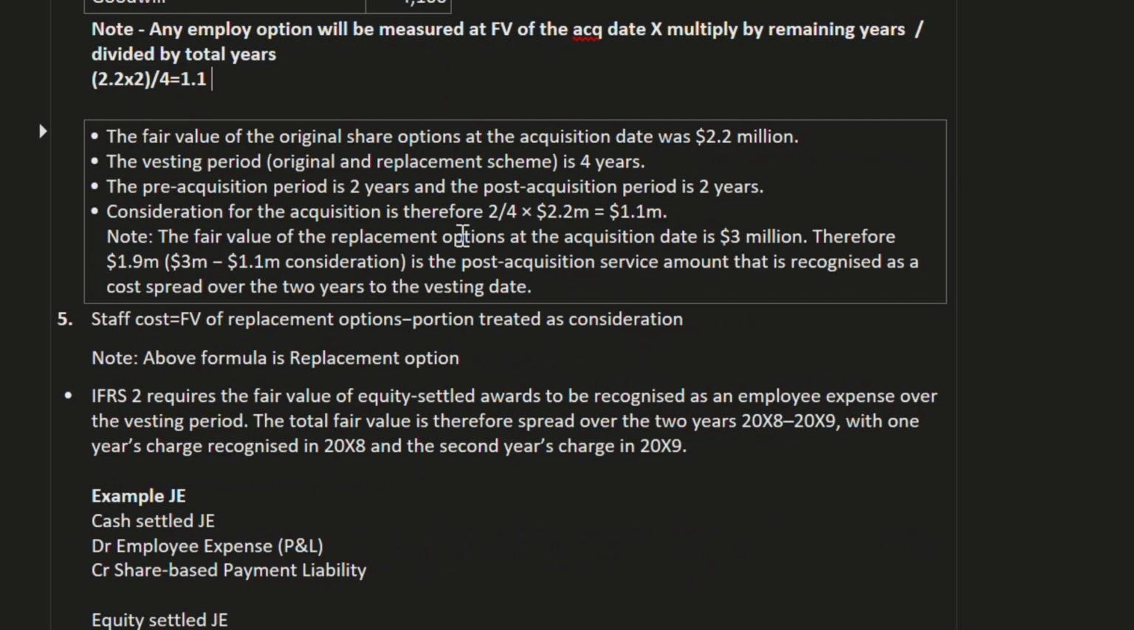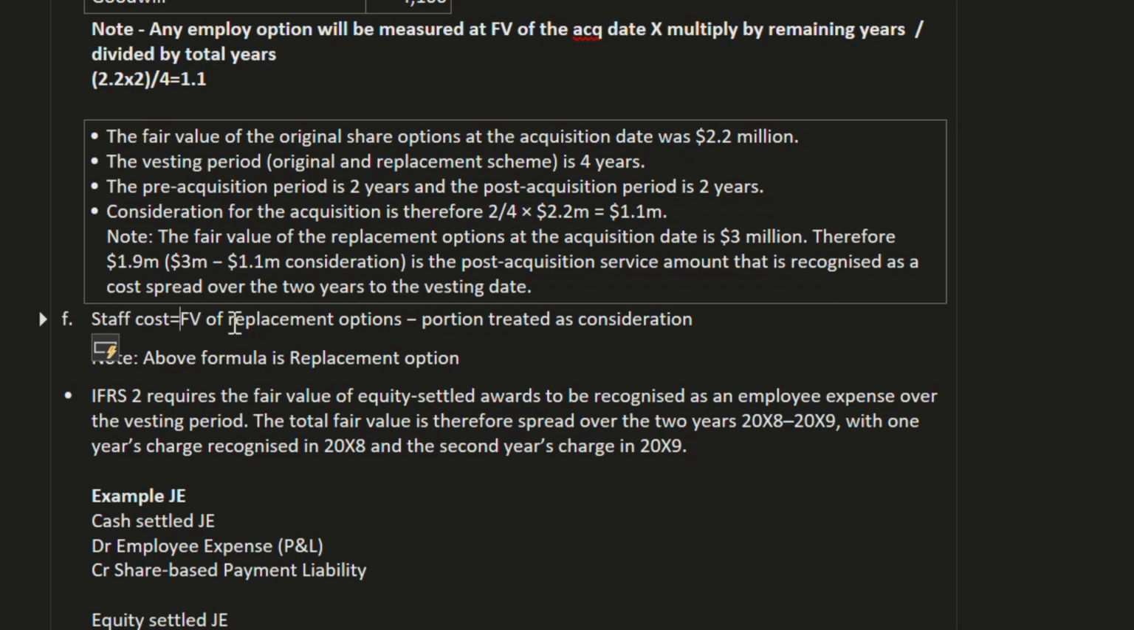Now we will understand what is a replacement share option. Note, the fair value of the replacement option at acquisition date is 3 million. Therefore, 1.9 million we need, this will be a staff cost. How? 3 million we have that, now we have a formula for the staff cost.